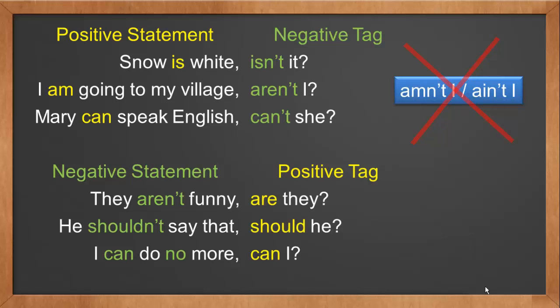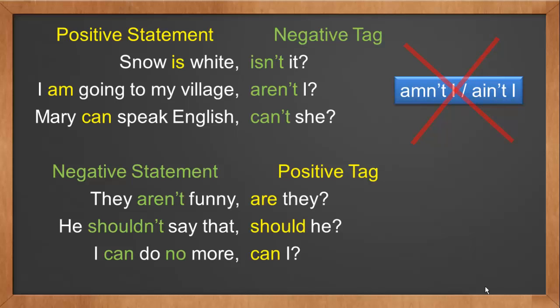Mary can speak English, can't she? We use she because the subject is Mary. She's a girl. Similarly, a negative statement will have a positive tag. They aren't funny. Now, aren't is a negative verb. So we use a positive tag. Are they? He shouldn't say that. The opposite of shouldn't is should. Should he?